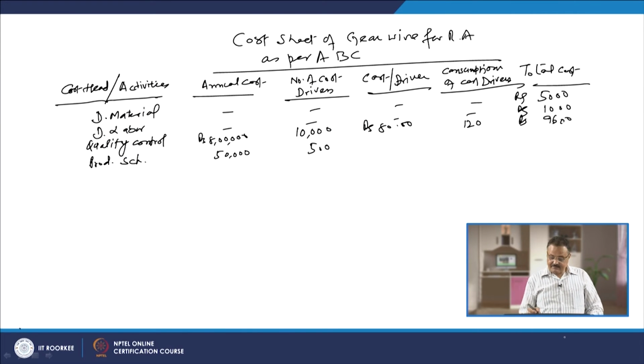50,500. So, what is the per unit cost? 100, and then the consumption of drivers in this case is 4 times the production scheduling has been done. So, it is 4. So, how much does this work out as? The total amount works out in this case as 400s.